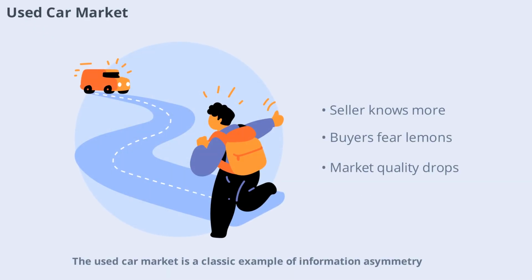The used car market is a classic example of information asymmetry. Sellers know the true condition of their cars while buyers may only see the surface. This can lead to distrust and lower prices as buyers fear getting a lemon. Over time, good cars may leave the market, leaving only poor quality vehicles, a phenomenon known as the lemons problem.